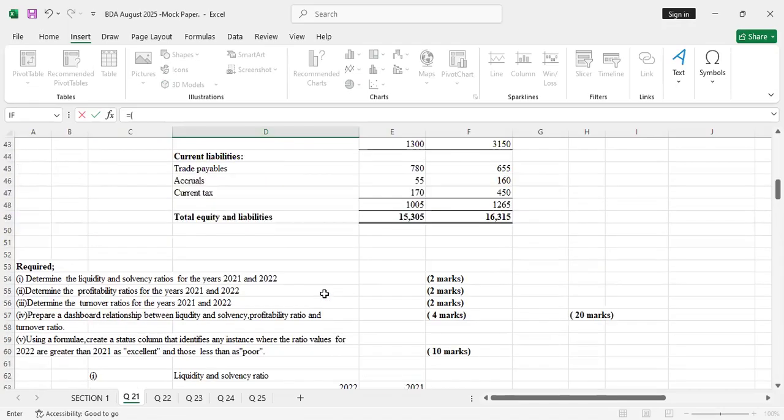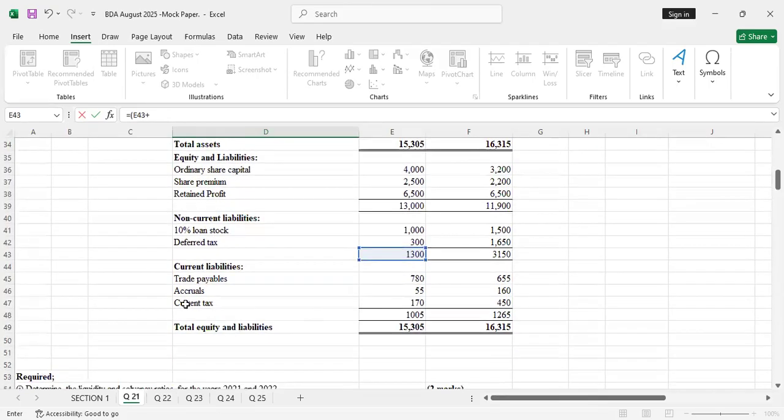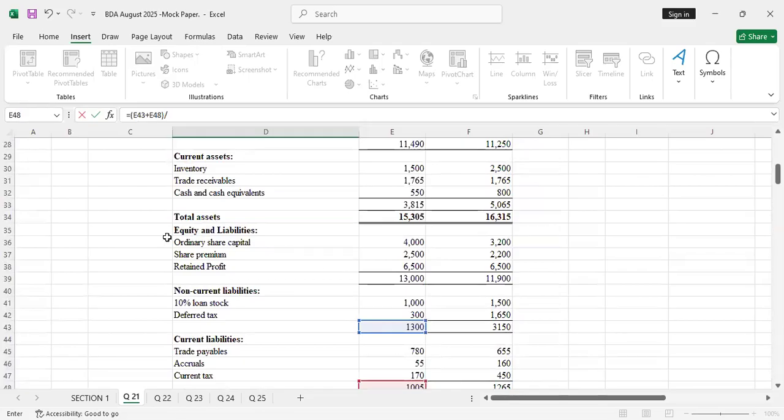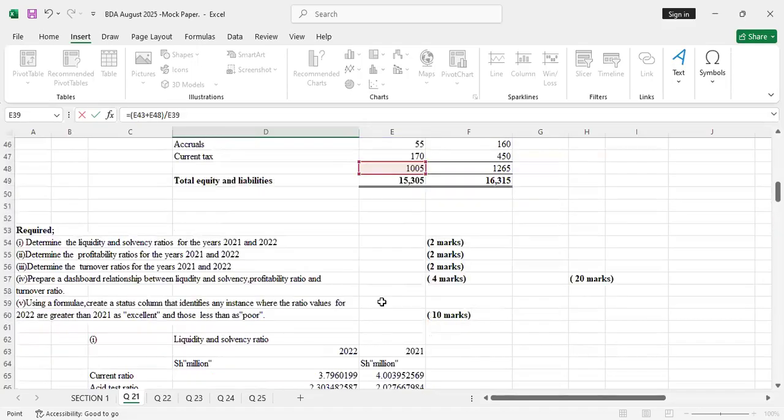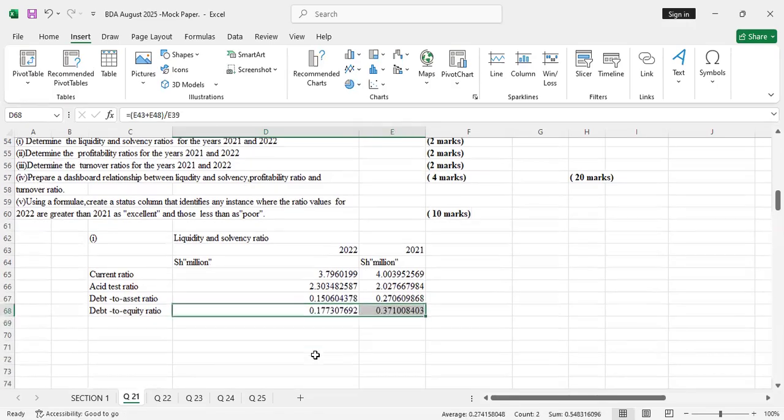I'll put a bracket. I'll go to the total for non-current, which is 1300, then I add the total for current liabilities, then you close the bracket. Then you divide by the shareholders equity. Under equity, it's here. So the total for the shareholders equity was 13,000. You divide by that 13,000 to get the debt to equity ratio. You enter, and once you get that value, you just drag.